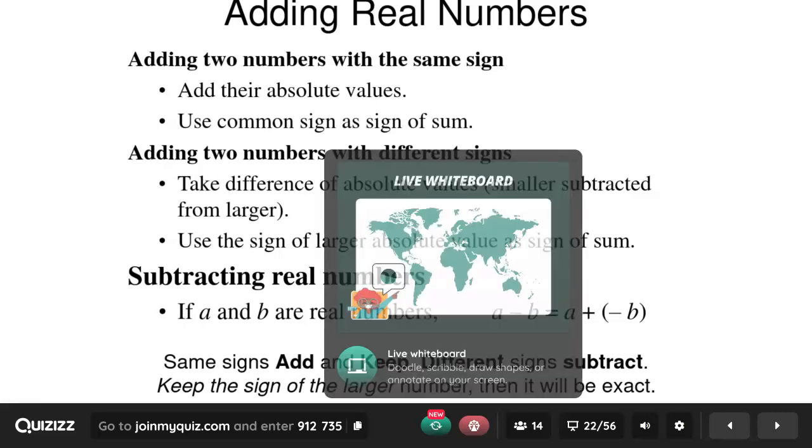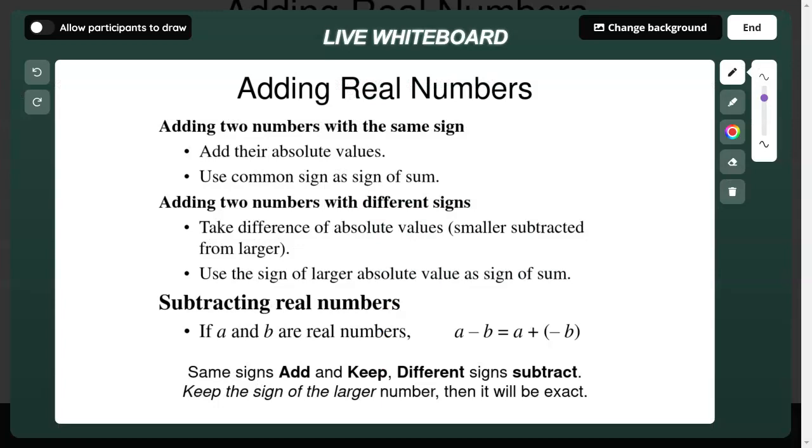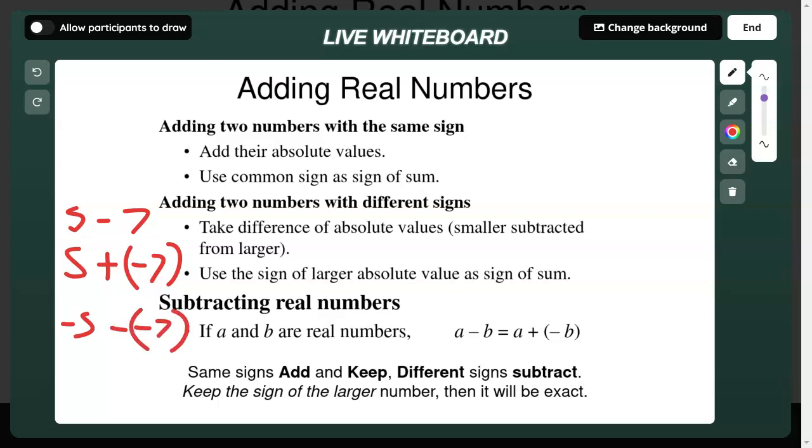So if I had, okay, go back to 5 minus 7. If I have 5 minus 7, I can change it to addition, but then change the sign of my second number, and now I can just use my addition rules. Okay? Or if I had negative 5 minus negative 7, again, I can just change the sign of the second number and then use my addition rules.